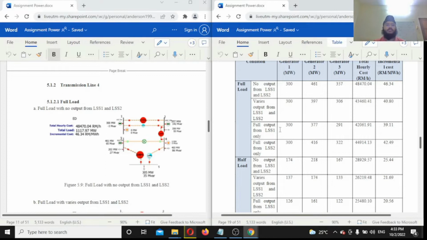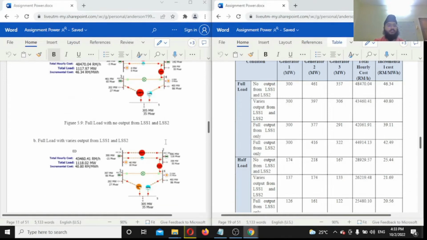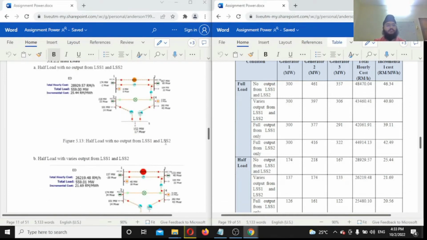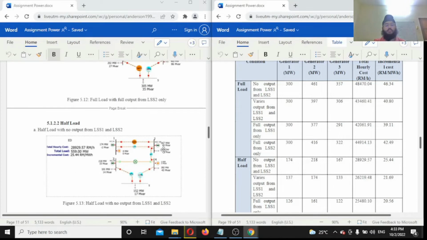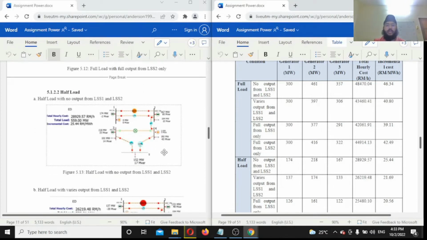there are again overloaded cases for both full load and half load. But interestingly enough, for transmission line 4, when there's half load with no output from LSS1 and LSS2, there does not seem to be a significant overload as compared to the other systems. It still has an overload, however, it's not significant as compared to the other cases.